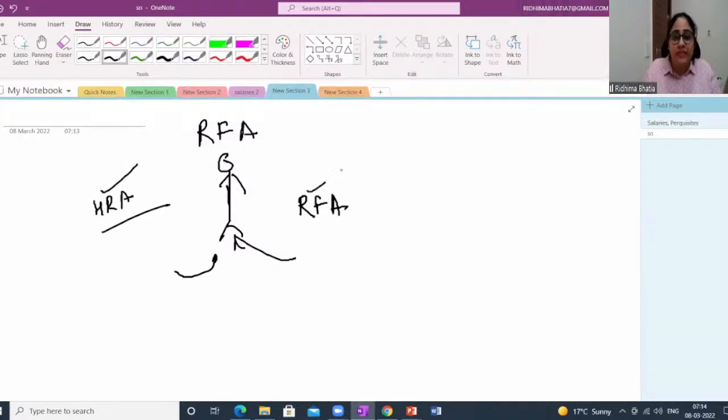This is a facility. So rent-free accommodation is a facility which is provided to you. Now when it is a facility, it is a perquisite, and now we come to understanding the valuation of it.